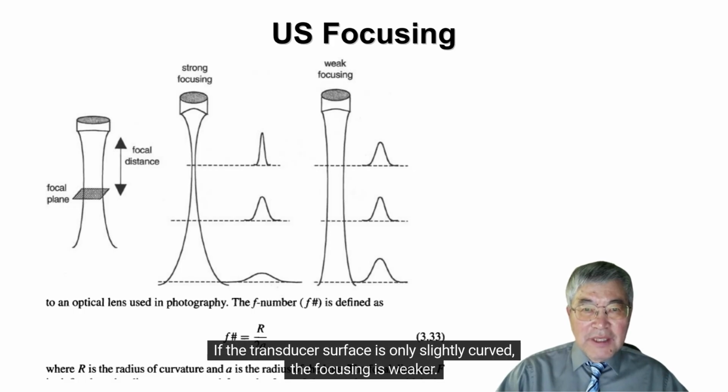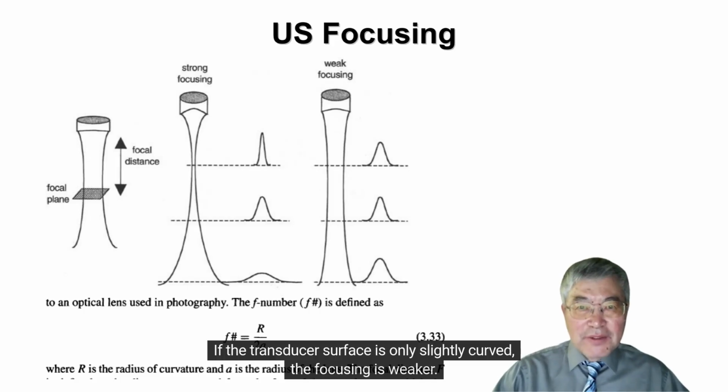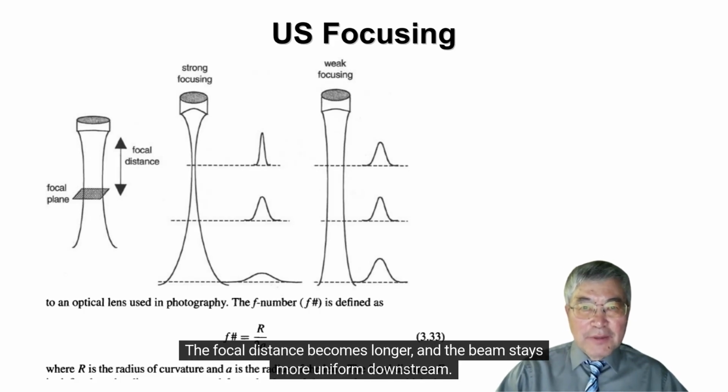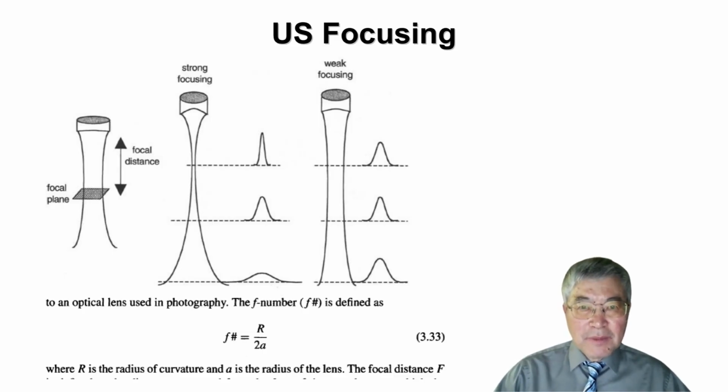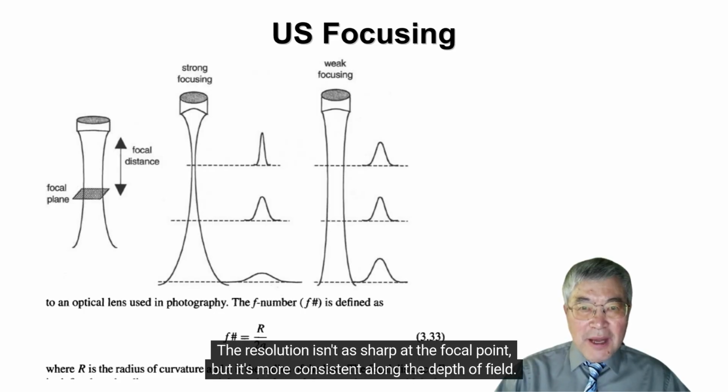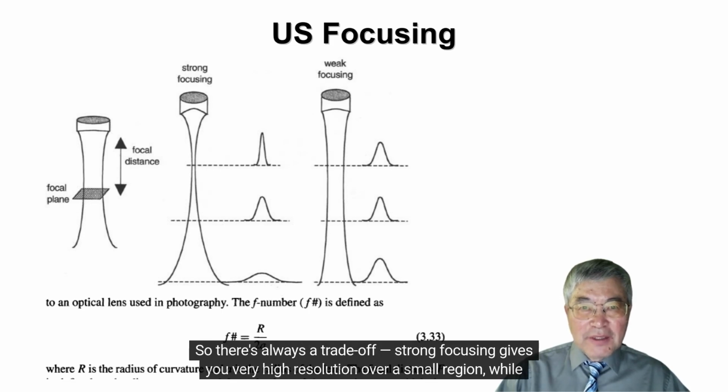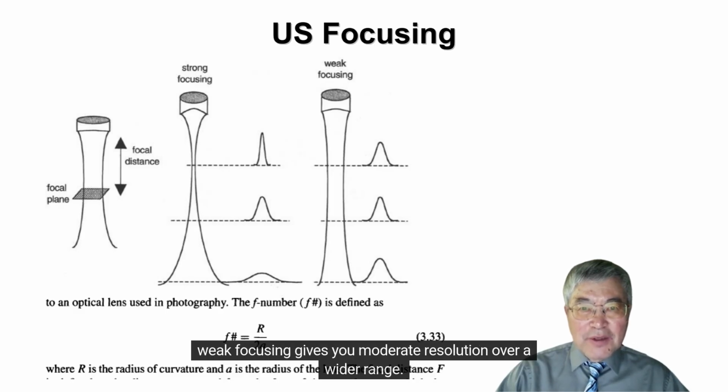If the transducer surface is only slightly curved, the focusing is weaker. The focal distance becomes longer and the beam stays more uniform downstream. The resolution isn't as sharp at the focal point, but it's more consistent along the depth of field. So there's always a trade-off. Strong focusing gives you very high resolution over a small region, while weak focusing gives you moderate resolution over a wider range.